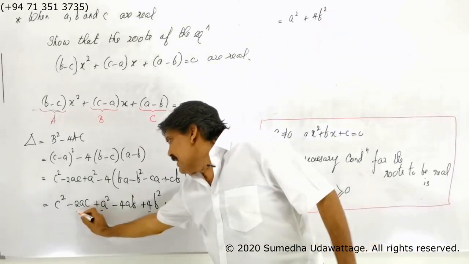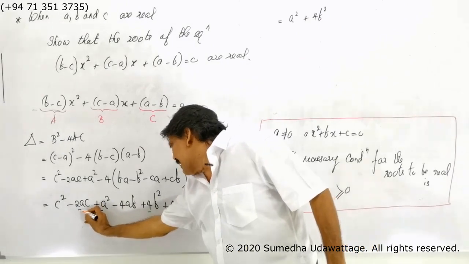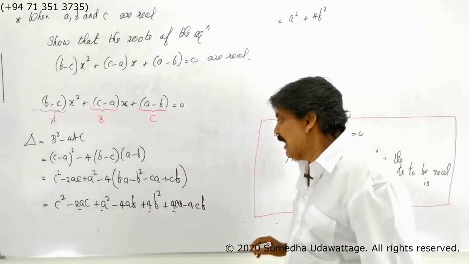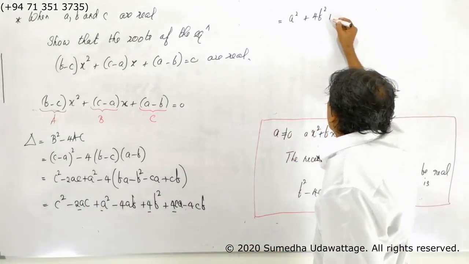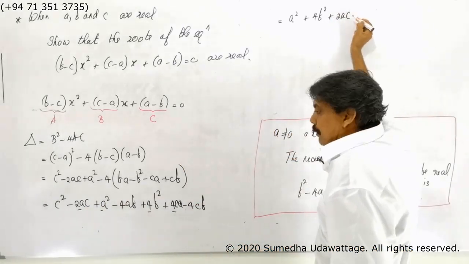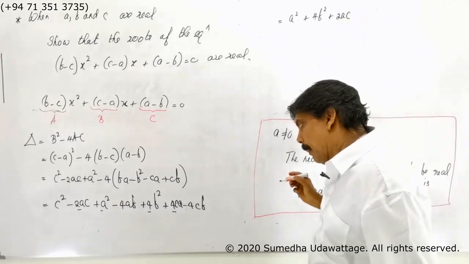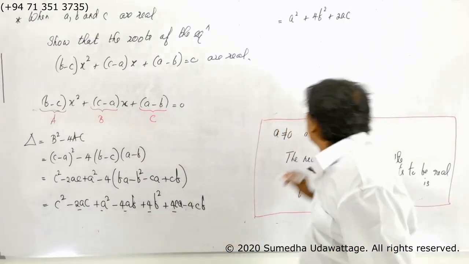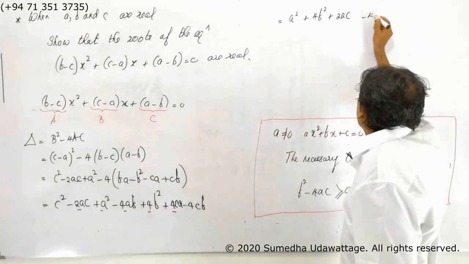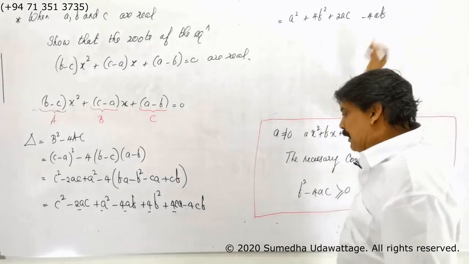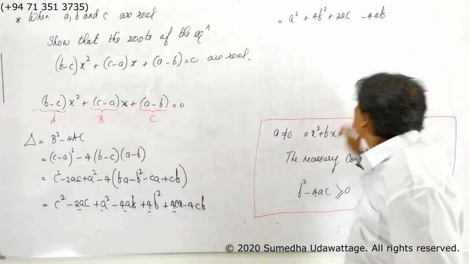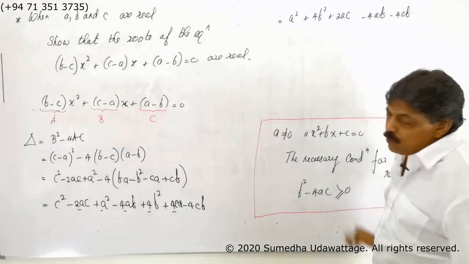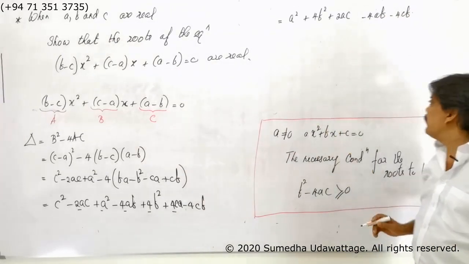Then minus 2ac plus 4ca is 2ac. Then you get minus 4ab, then you get minus 4cb. Now you've got to show that this is a positive value.